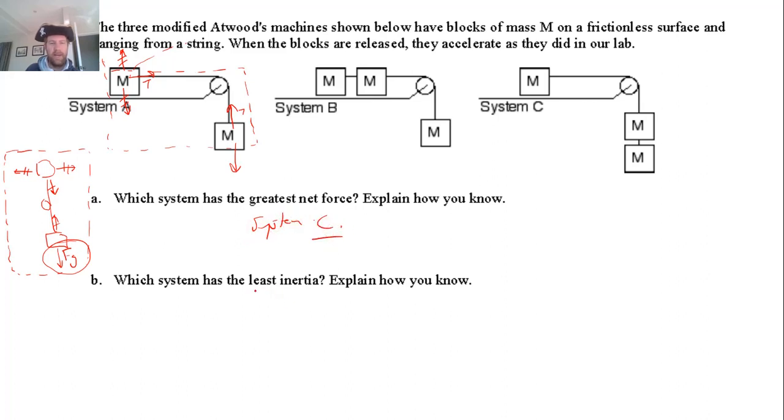Which system has the least inertia? Inertia is like mass. So the least inertia, and obviously that's system A because it only has 2m. All the rest have 3m.